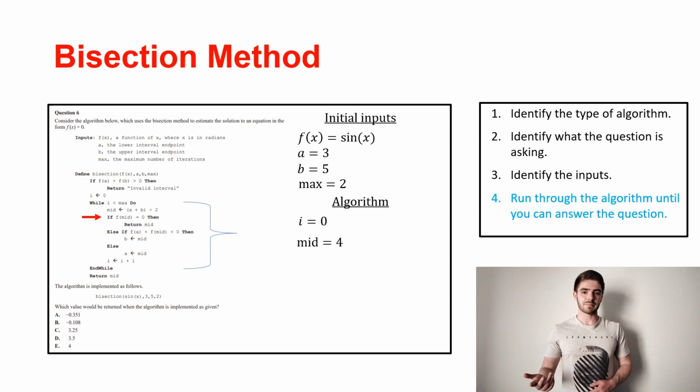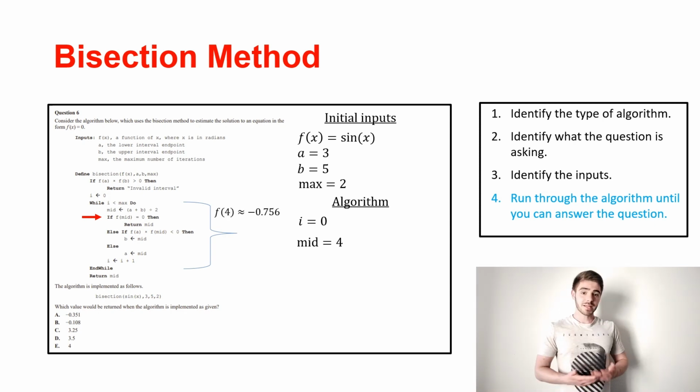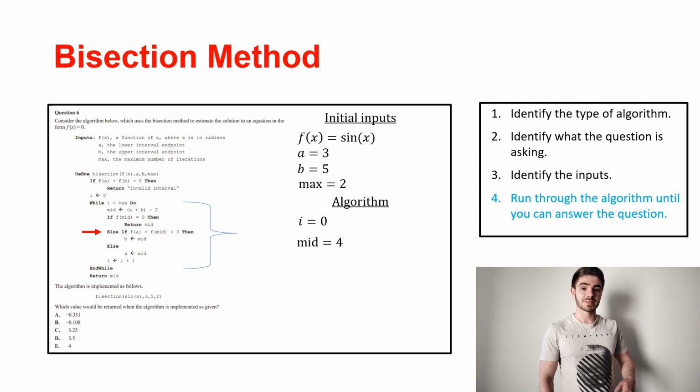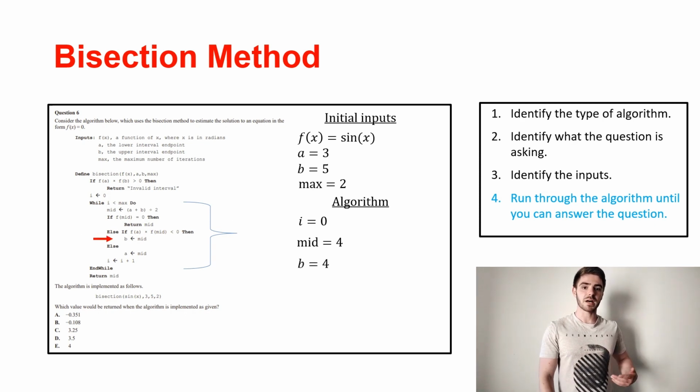Next is another if statement. If f of mid is 0, then we'll return mid. f of mid is not 0, so we'll skip that return statement. The next line is an else if. This line of code can only run if the previous if statement was false, which in this case it was. f of a times f of mid is less than 0, so our next line of code is going to be the indented statement, which gives b the value of mid.